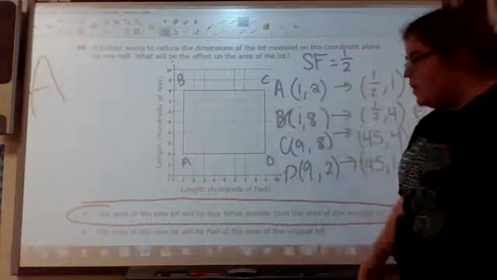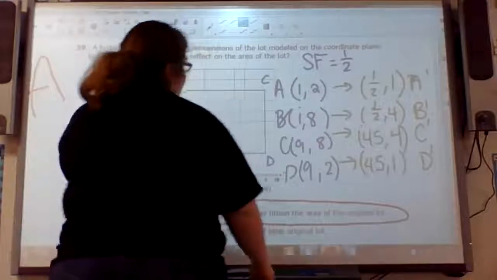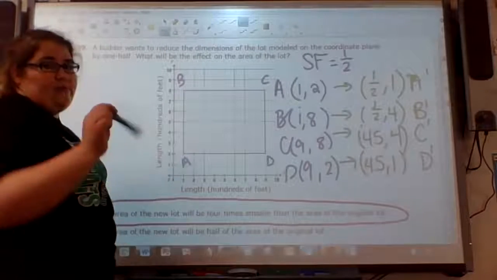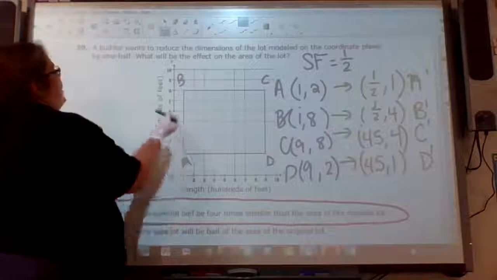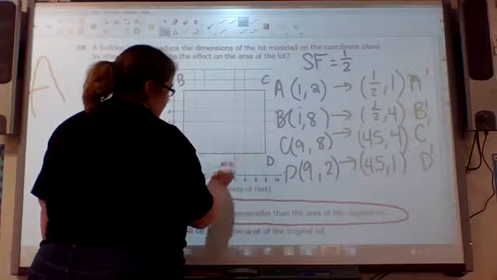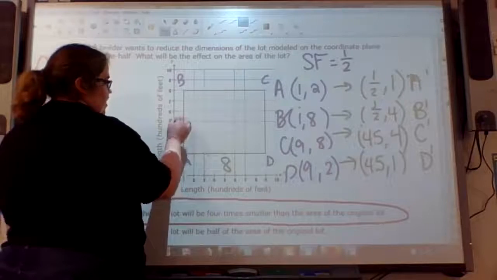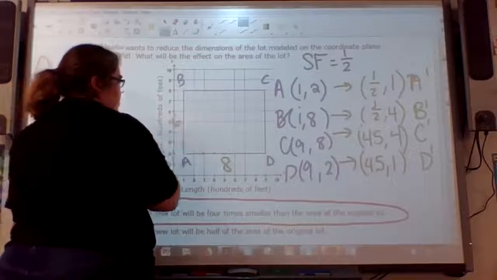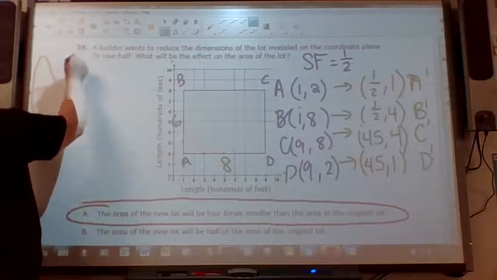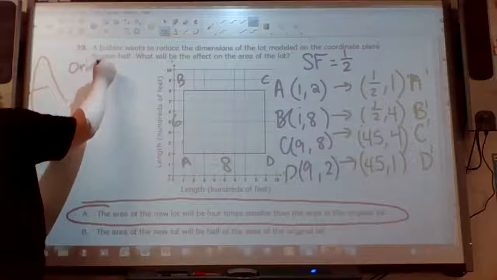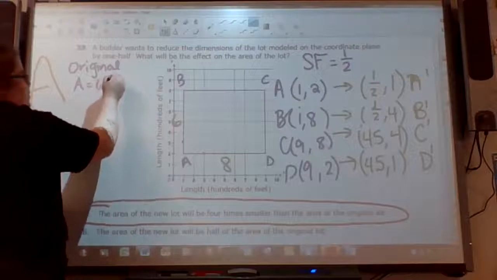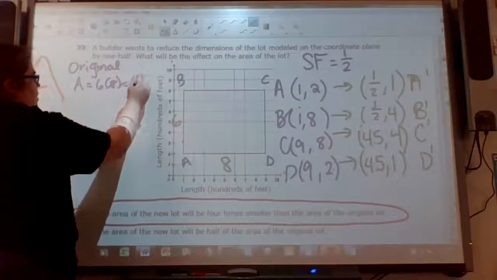So I can plot those points. But before I do that, I really just want to find out what is the area of the big square, so that way I don't mess myself up, because we're talking about area. So I'm going 1, 2, 3, 4, 5, 6, 7, 8. 1, 2, 3, 4, 5, 6. So right now my original area is 6 times 8, which is 48.